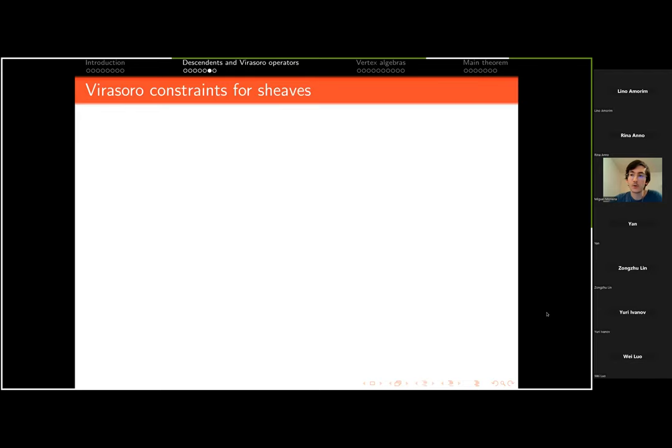Okay. So now it turns out that the correct way to formulate Virasoro constraints for sheaves is to combine the Virasoro operators in a way that always produces weight zero descendants. And the definition is the following. We define L of weight zero as this infinite sum over all n bigger or equal than minus one. And here we have the L_n operator, and here we have the r minus one, n plus one.